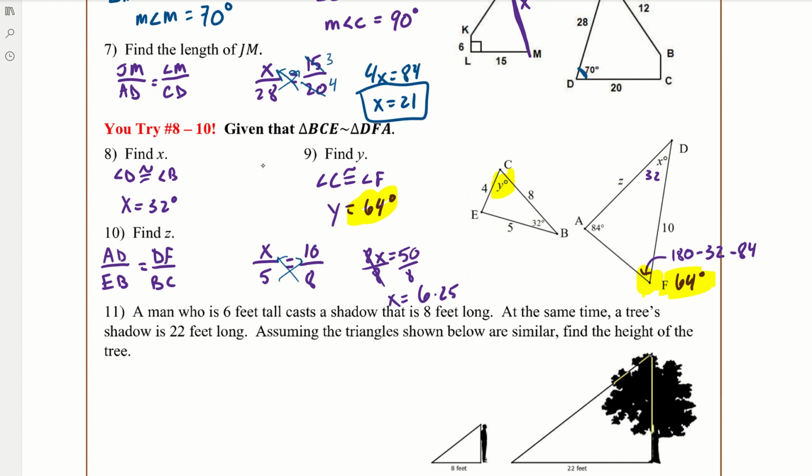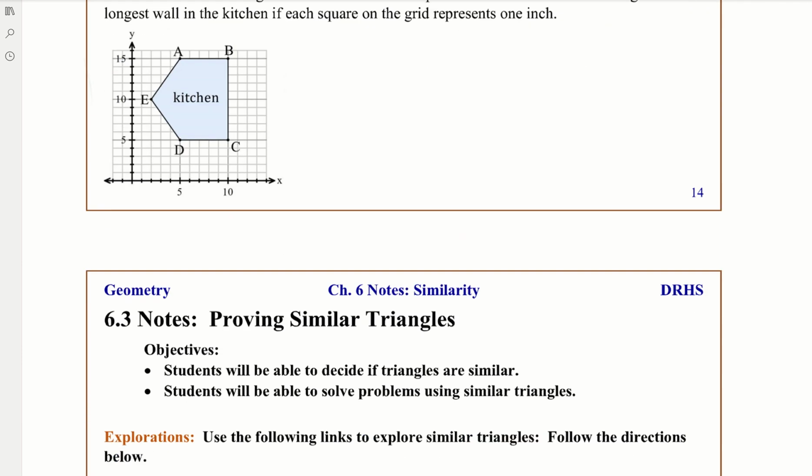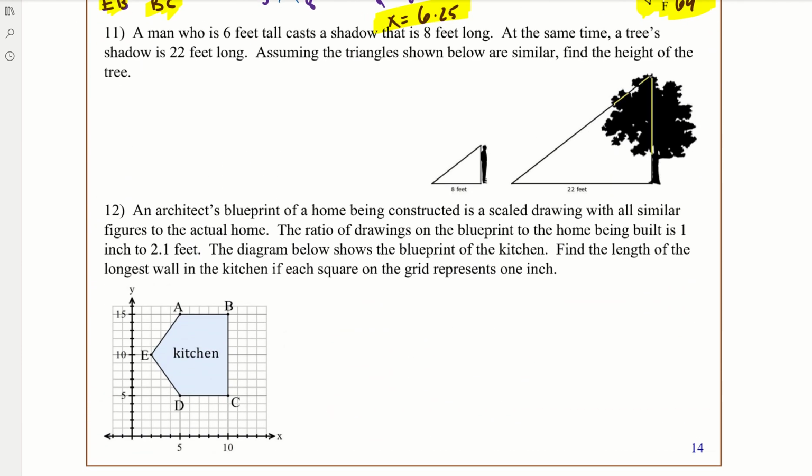I set up the proportion that AD over EB is equal to DF over BC. I'm going to cross multiply and solve, and I got that side length is 6.25. Okay. So let's go ahead and look at these last 2 word problems.